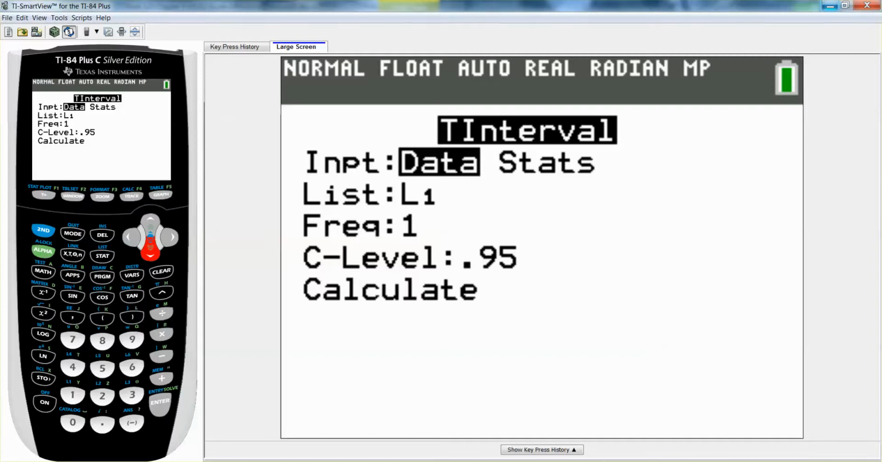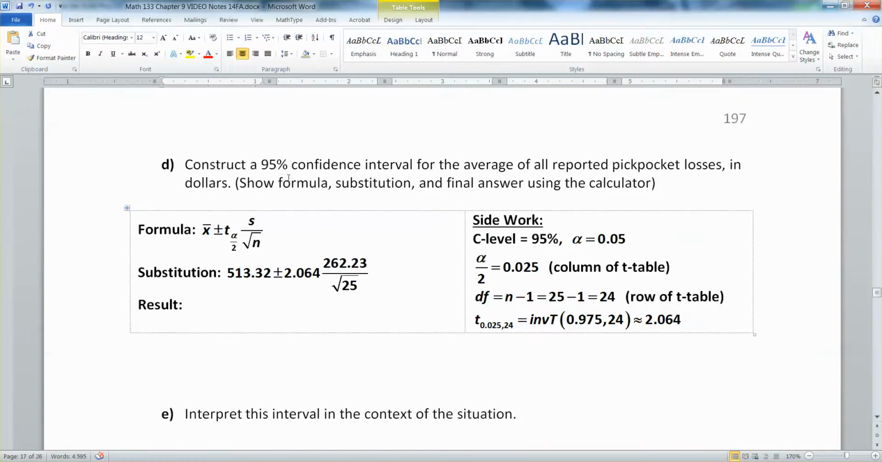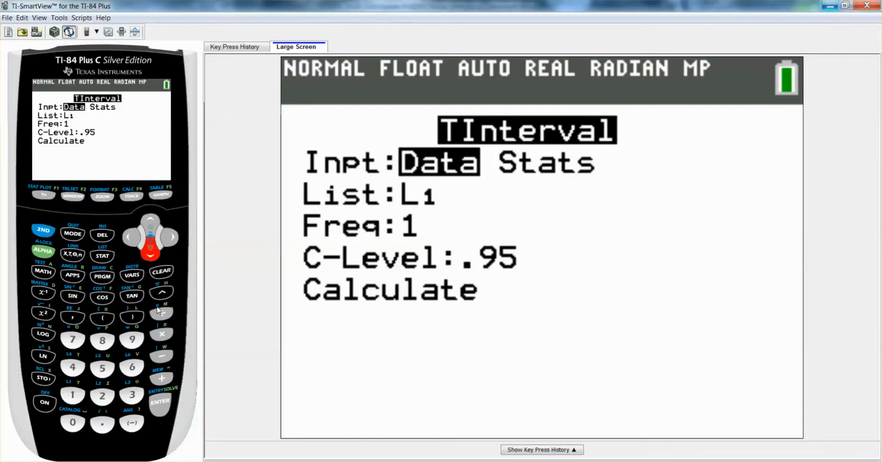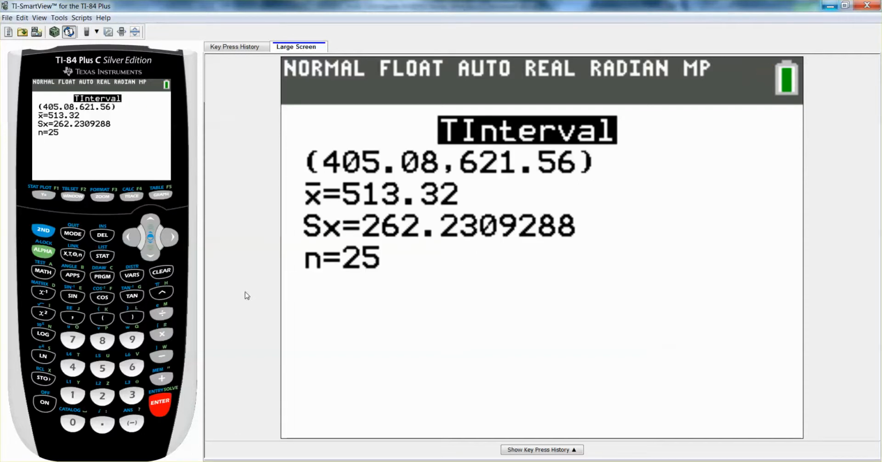And my confidence level was 0.95, if I'm not mistaken. I just want to make sure of that. Yeah, 0.95, 95%. Okay, so I'm going to choose 0.95, go down to calculate, press enter, and there it is. And I'm going to show you a little trick. You never actually had to run one variable stats because running this t interval tells you x bar, s, and n right there. All the pieces you need for the formula, with the exception of the t value, are given to you by the calculator.